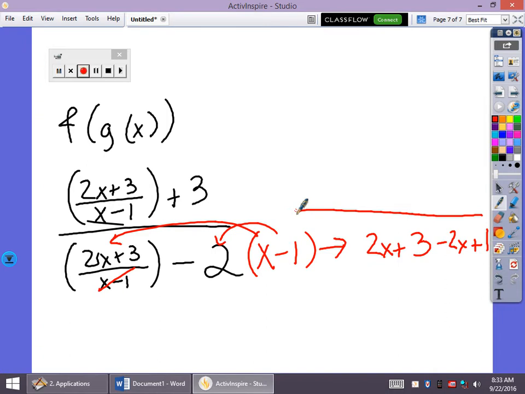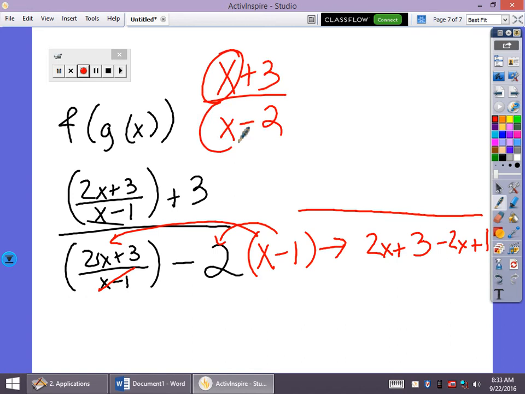Okay, so there's a couple confusions going on. Let's time out for 1 second, okay? F of g of x, yes? Let me just, okay, f of g of x. So I took function f, which was x plus 3 over x minus 2. And every time I see an x, I'm going to plug in 2x plus 3 over x minus 1. We good? Okay.